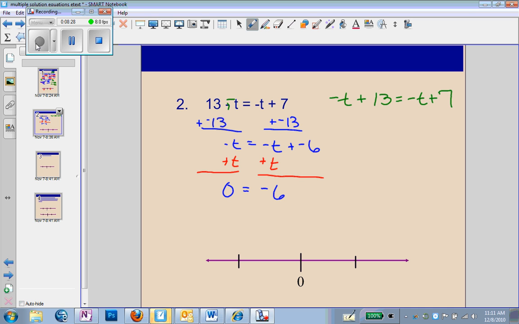Because t has to be the same thing. When you use the same variable, you're saying it's the same number. We don't know what number t is, but we know it's the same number. There's no way that some number plus 13 could equal the opposite of that same number plus 7. That won't work. There's no way. So what this means is that there is no number that could make this a true statement.